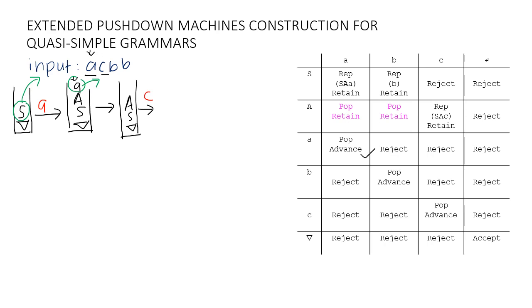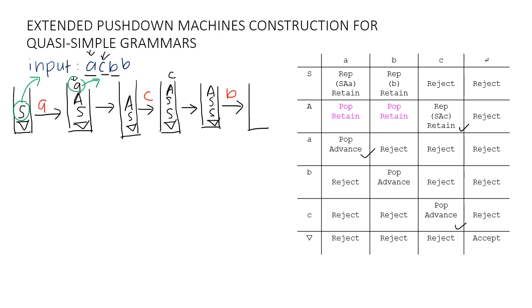Okay, next we read A and C. A and C is this here, and it says replace SAC retain. So we take out the symbol on top of the stack, and that symbol is capital A, and we replace it with SAC, and we retain the current input pointer. Moving on, we read C and C. So C and C is pop advance. So let's do another operation of pop advance. We pop C out of the stack and we advance to the next input pointer, which is B.